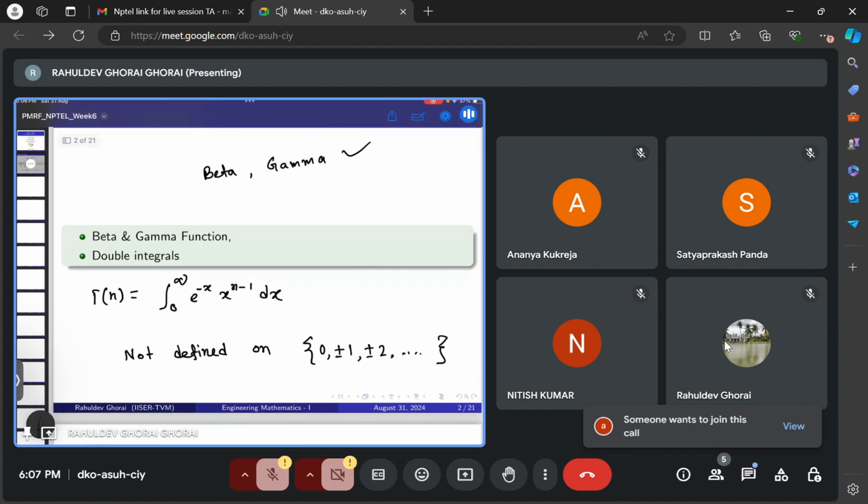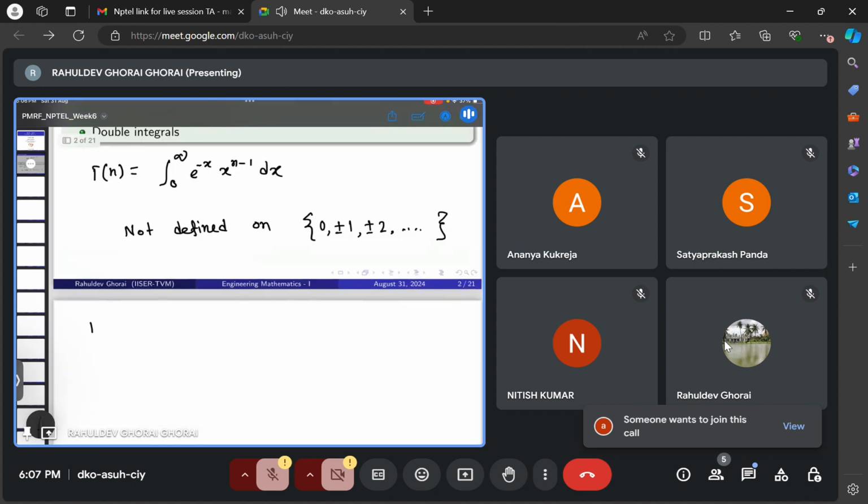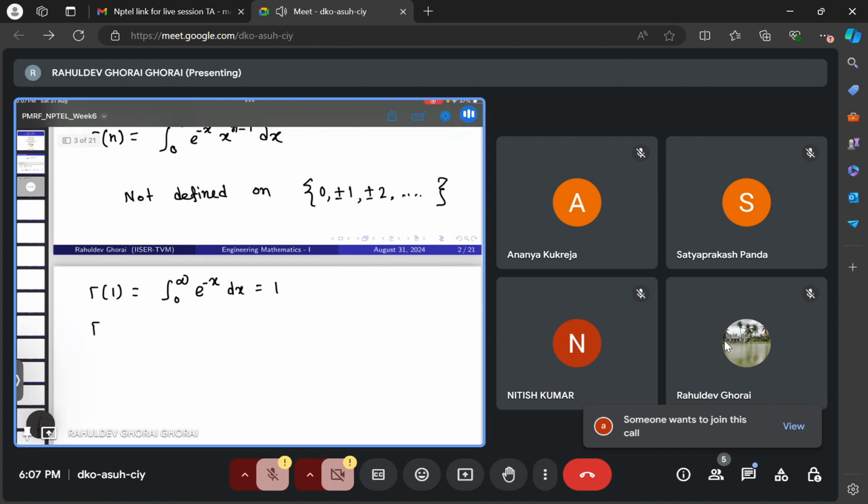And one can easily verify that gamma 1 will be 1, because it will be the integral from 0 to infinity of e to the power minus x dx. If you put n equal to 1, you get the integral from 0 to infinity of e to the power minus x dx, and that we have seen is 1. And also we have seen gamma half. So these are the things you need to remember.